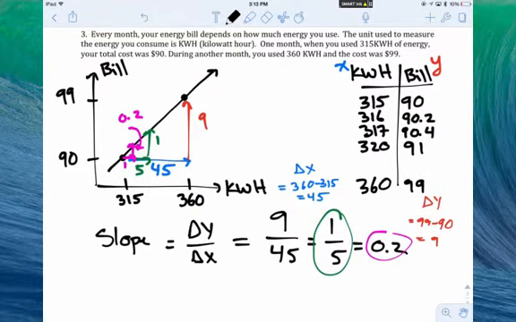Well, here's the deal. Now we have all the information we need to create an equation to describe the situation. Because we know the slope of this line we're using to model the situation. We also know a data point on this line. And that data point is, and I know this is way off the graph, but I'm running out of space, the ordered pair 315, comma, 90. So you can use the point slope form of a linear equation.